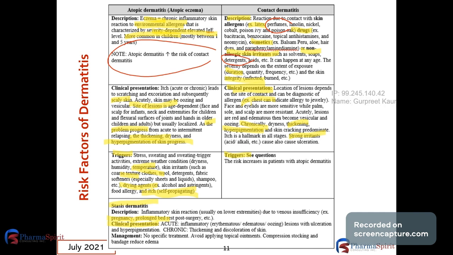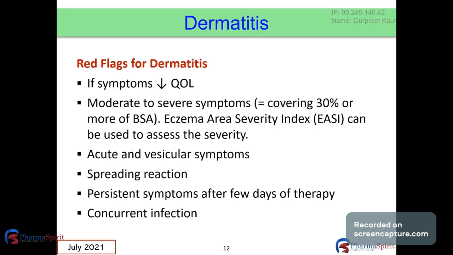In terms of management, here we'll talk about the stasis dermatitis management. This is management only for stasis dermatitis. Atopic dermatitis and contact dermatitis will be discussed in detail in the next slides. So in terms of management for stasis dermatitis, there is no specific treatment. We avoid applying topical ointments. Compression stockings and bandages may reduce the edema, but the most important thing is to get the patient to start moving again.